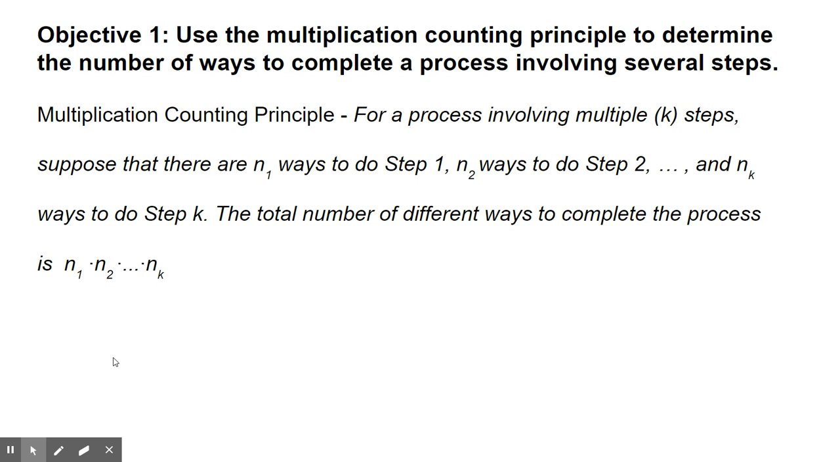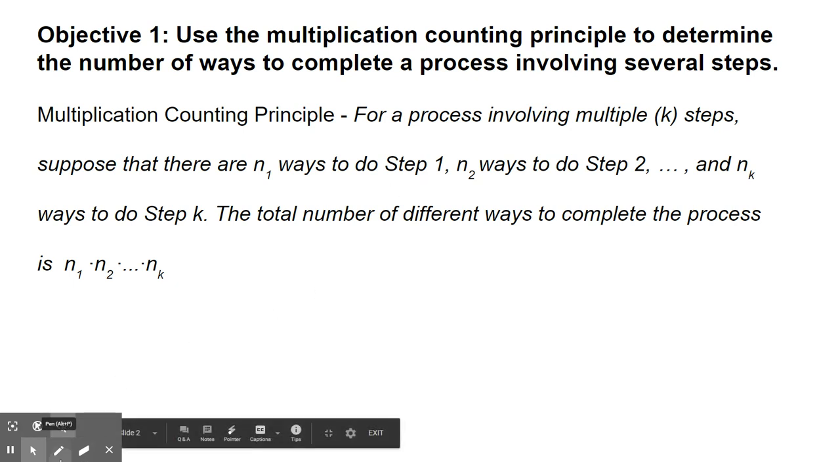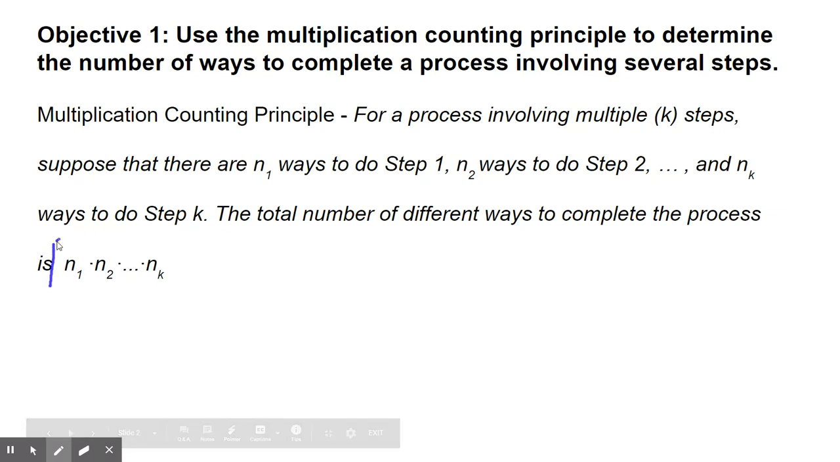It says for a process involving multiple k steps, suppose there are n1 ways to do step 1, n2 ways to do step 2, and so on, and then nk ways to do step k. The total number of different ways to complete the process is just the product of all the different ways. Now, this is typically given to you in two types of questions.